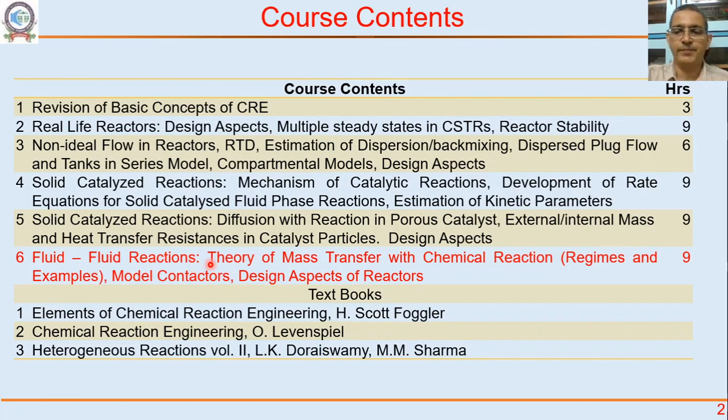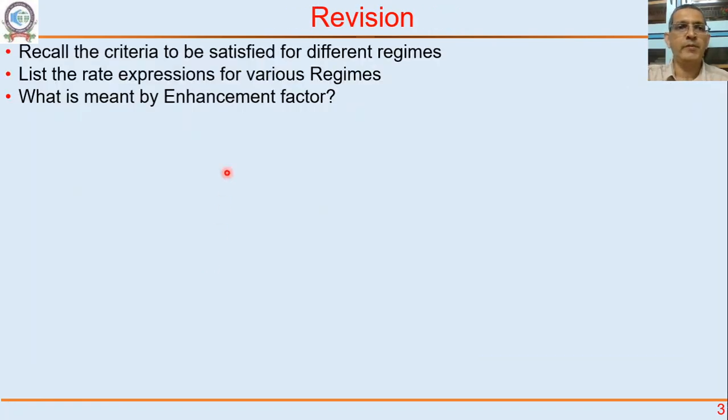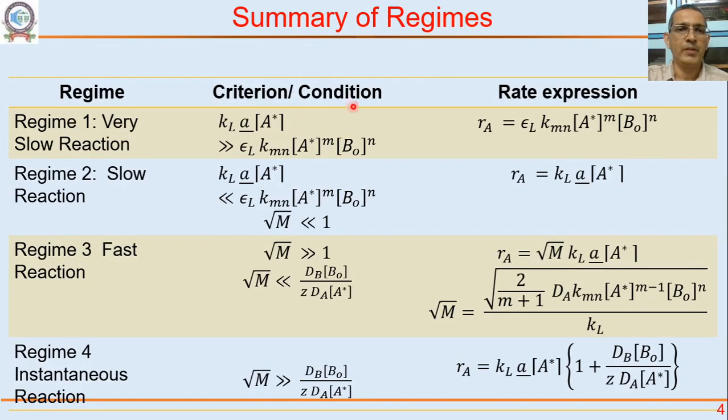Fluid reactions. Quick revision of the things we said in the last lecture. Recall the criteria to be satisfied for different regimes. Write the rate expressions for various regimes. What is meant by enhancement factor? If you revise this, you would be very quickly able to understand what is happening in this lecture. This is just a summary of what we have done in the last class.